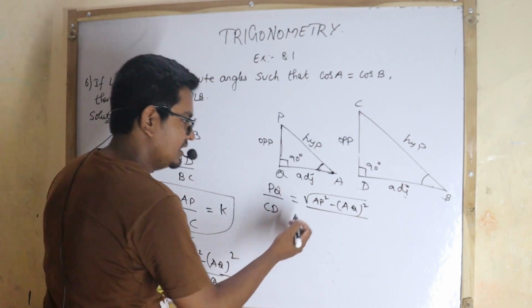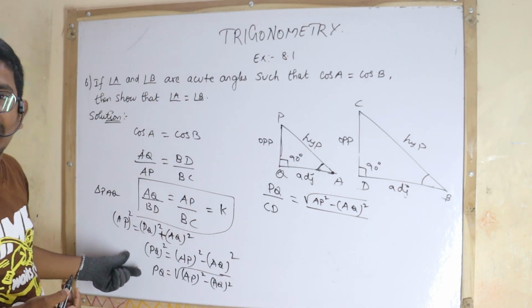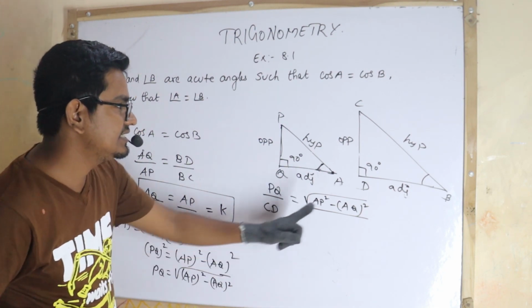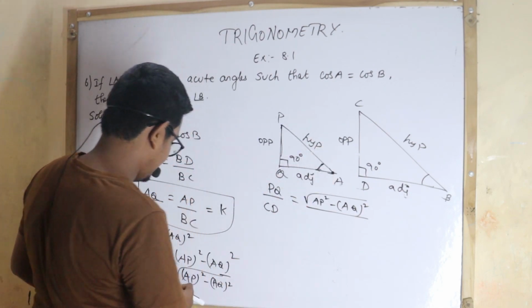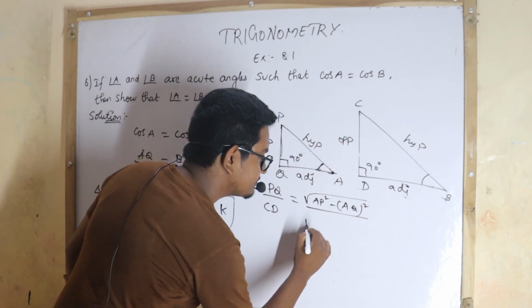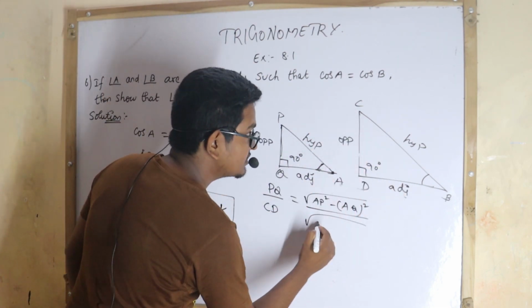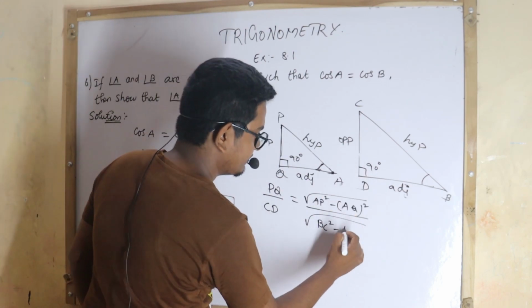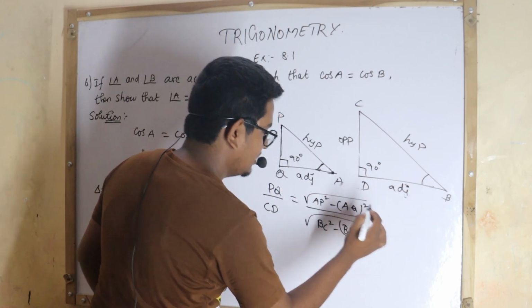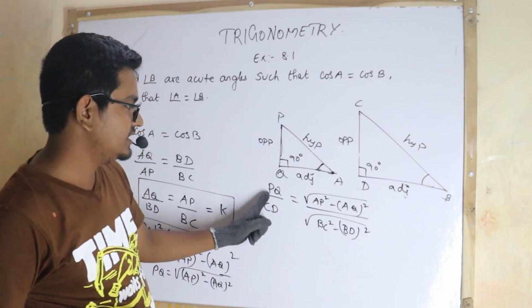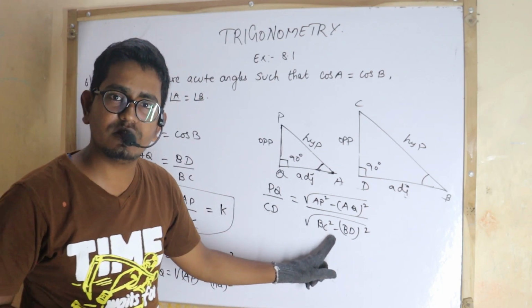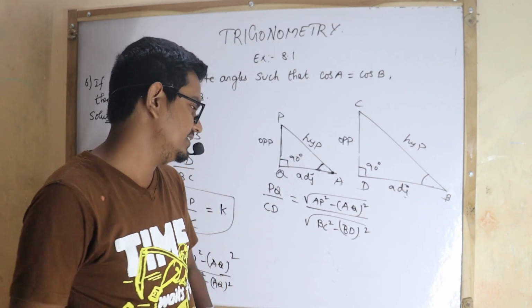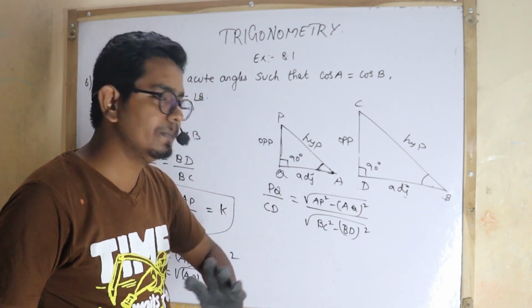Then you just try it out and get me the answer for the CD by applying the Pythagoras theorem. I am just writing out the answer here. CD is equal to under root over BC square minus BD square. Right, BC square minus BD square. I just found out the value for the CD by applying the Pythagoras theorem. Just apply it in your notebook. You will get the answer as under root over BC square minus BD square.